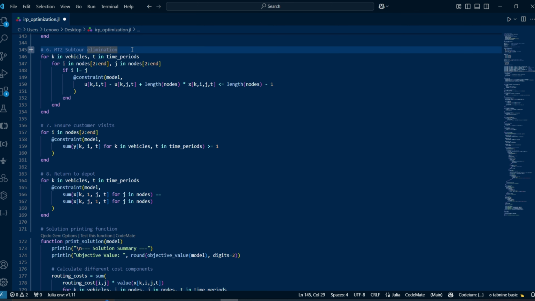And here, MTZ subtour elimination. The MTZ, Miller-Tucker-Zemlin constraints, are used to eliminate subtours in the routing solution. Subtours occur when a vehicle forms a closed loop without connecting to the depot or fulfilling all deliveries.